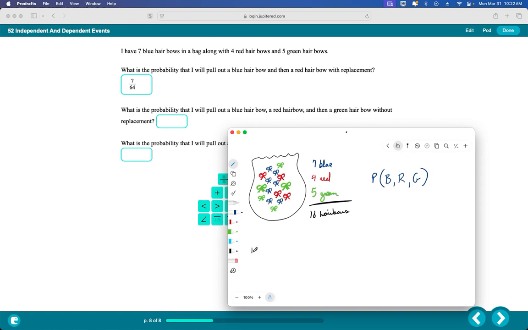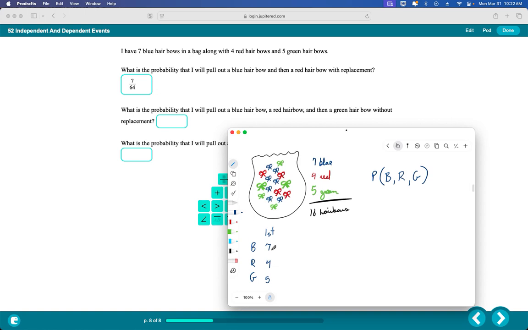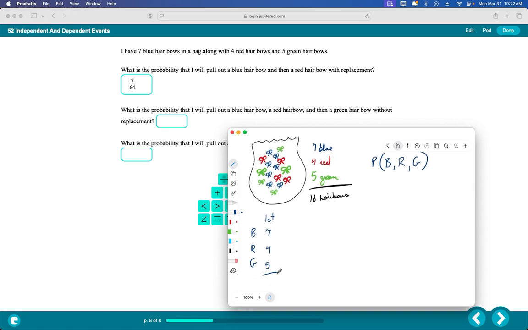So blue, red, green. On the first pull, there's 7, 4, and 5. So for the first pull, I want a blue hair bow. There's 16 total hair bows. I'm going to roll this up just a little bit. There's 16 total hair bows. So I have a 7 out of 16 chance of pulling a blue. Okay? I'm going to take that one blue away. I'm not putting it back in the bag.